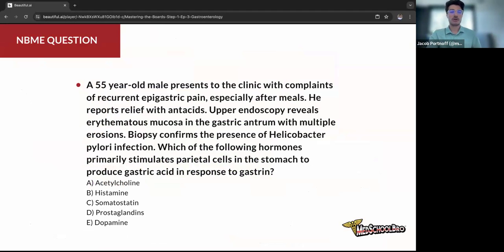So now we have a 55-year-old male who presents to the clinic with complaints of recurrent epigastric pain, especially after meals. He reports relief with antacids. Upper endoscopy reveals erythematous mucosa in the gastric antrum with multiple erosions. Biopsy confirms the presence of Helicobacter pylori infection. Which of the following hormones primarily stimulates parietal cells in the stomach to produce gastric acid in response to gastrin?